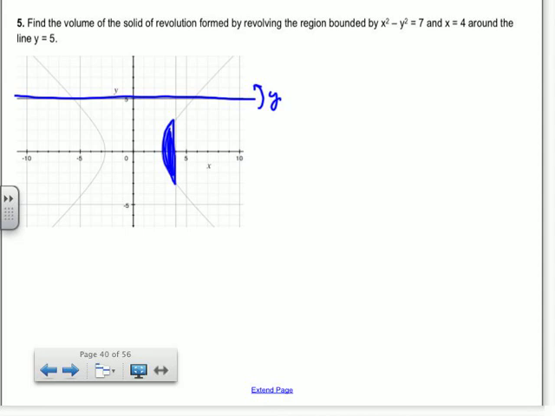Okay. So how do I draw my rectangle? Think about the shells that are being created, right? It needs to be horizontal, right? So draw it wherever you want, horizontally.